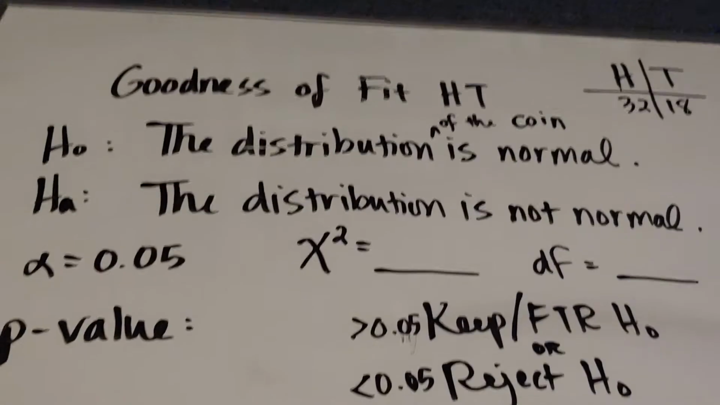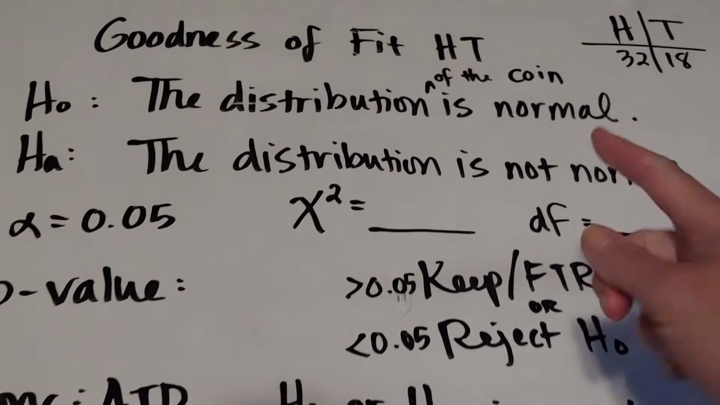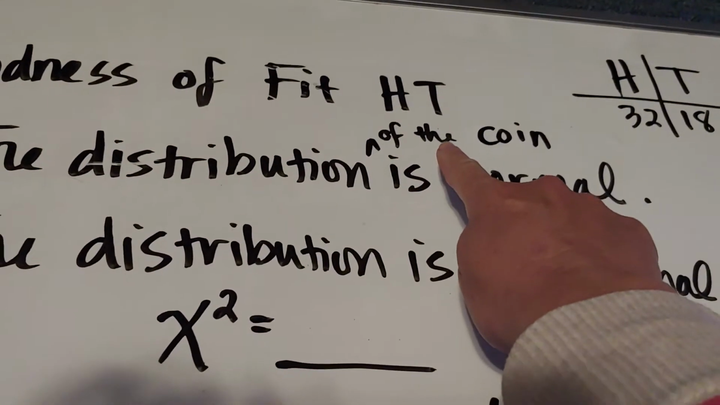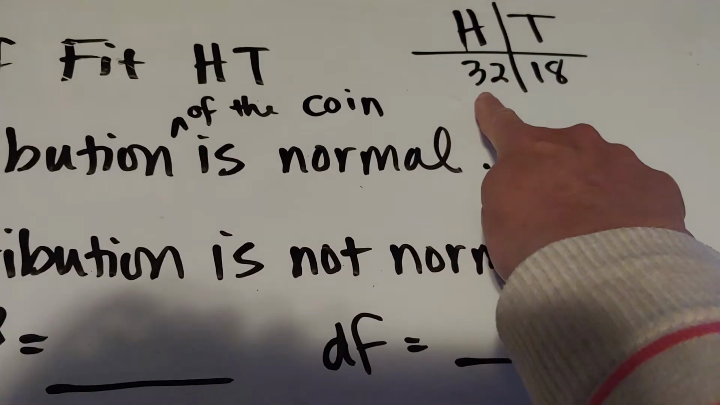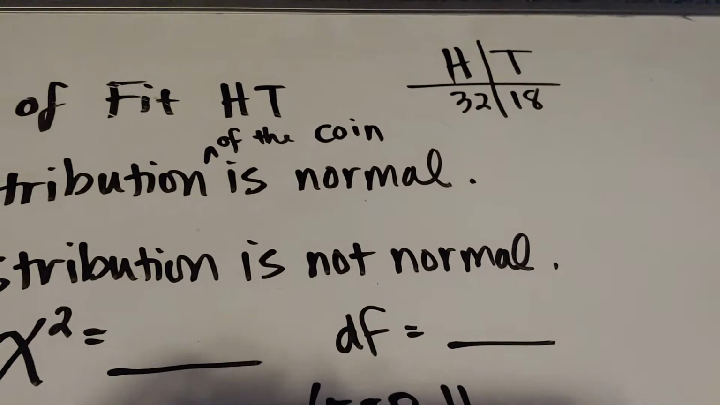We are going to do an example of goodness of fit hypothesis testing. And I'm going to do the example of the coin, which I had in one of my earlier videos in this section, which had 32 heads and 18 tails. And we want to know if this is typical or if this is unusual.